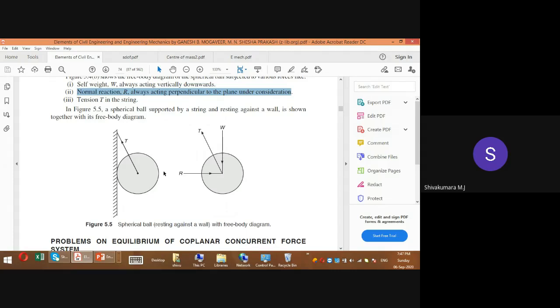Any doubts in writing free body diagram like this? No, sir.